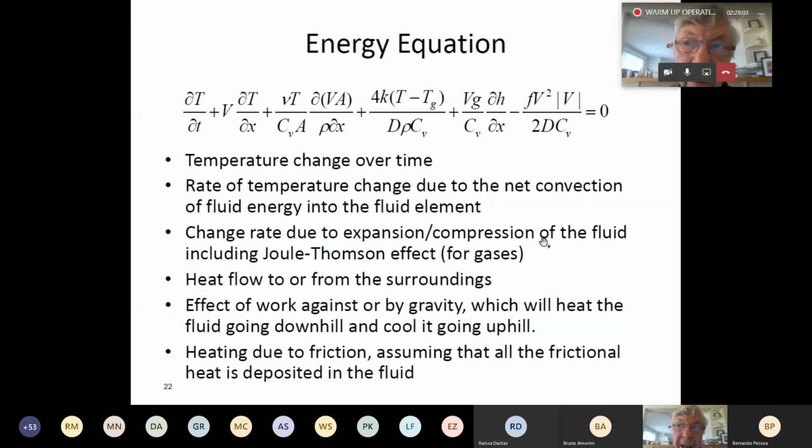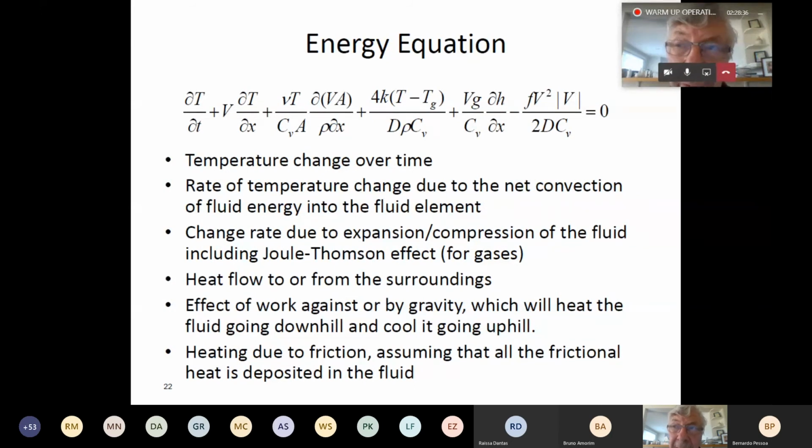So it's the heat that's flowing either into the pipe or from the pipe into its surroundings. And then the fifth term is when you've got fluid flow going uphill or downhill, it's doing work against gravity, and sometimes that means the fluid will heat up if it's going downhill, and it'll cool when it's going uphill. Often not by very much, but nonetheless it's there. And then the very last term is the heating that's due to friction.